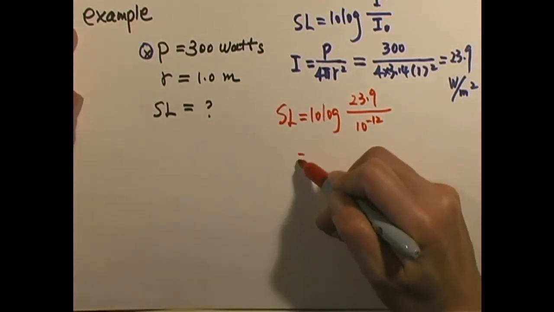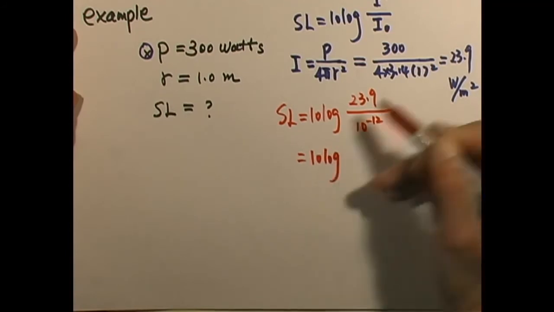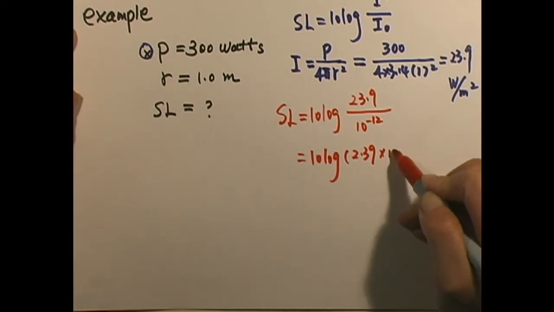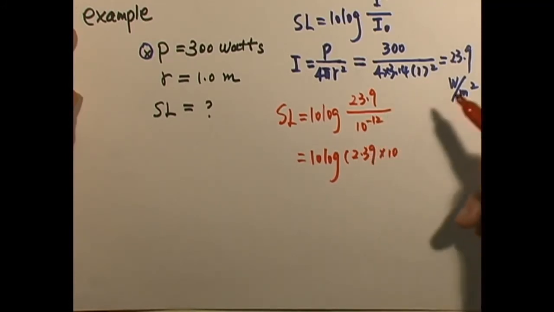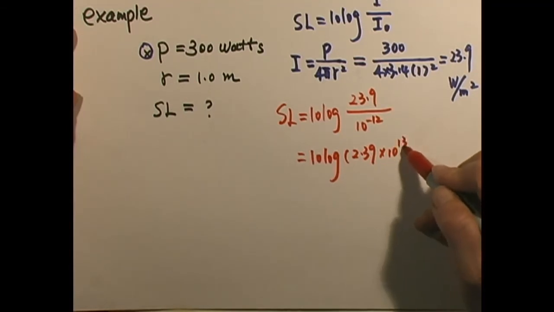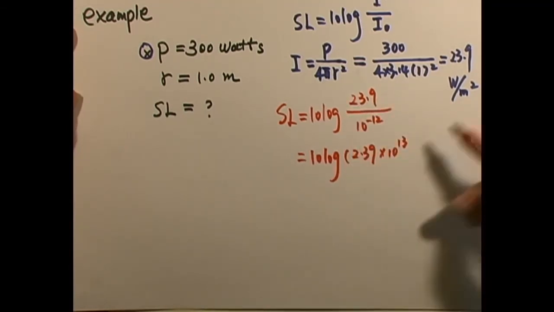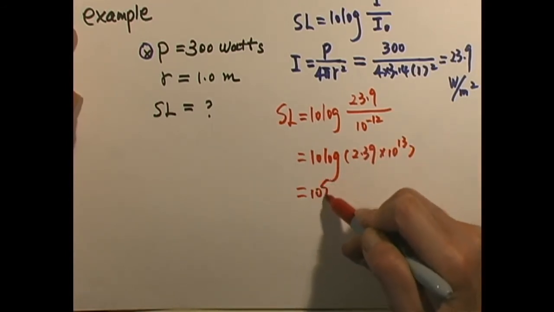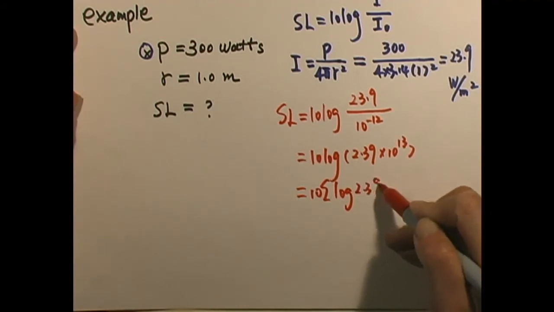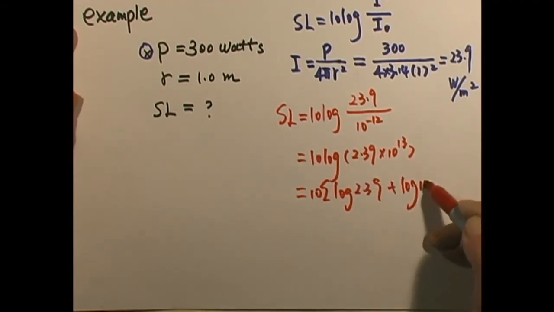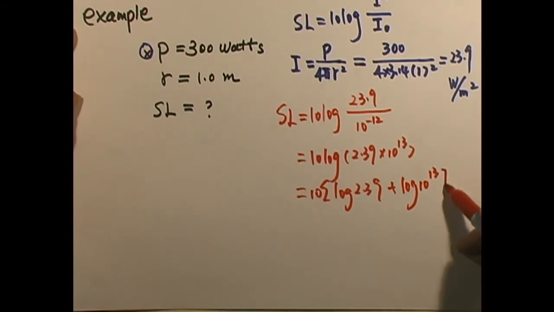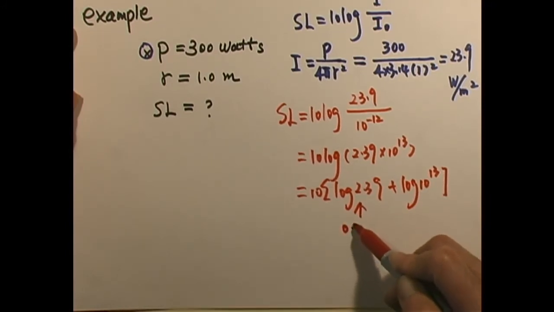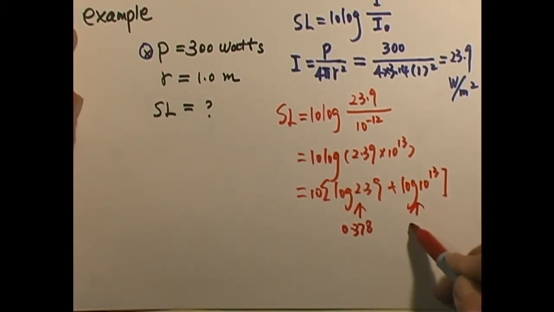Now what do we do? What we should do is write this as 2.39 times 10 to the, this negative 12 to the numerator is positive 12, and then it's 13, because 23.9 we now change to 2.39. Log of A times B is log A plus log B. So we have 10 of log 2.39 plus log of 10 to the 13. Log 10 to the 13 is 13. And log 2.39 comes out as 0.378. And this is 13.